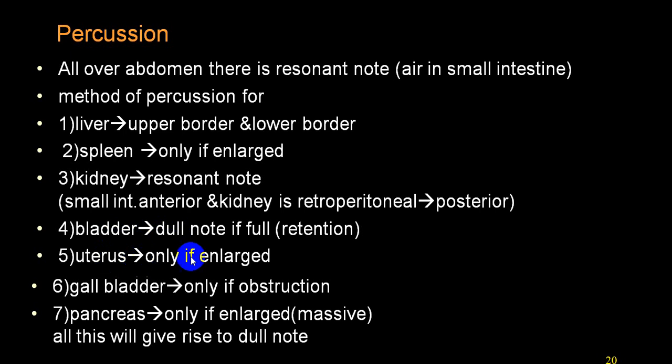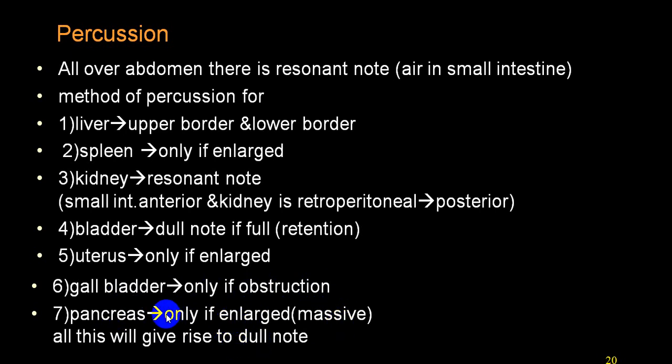The uterus, if it is enlarged, then only will it be palpable per abdomen and give a dull note. The gallbladder, when it is obstructed and inflamed, will be tender and dull because it will be containing bile, or very frequently you can have a gallstone which produces enlargement of the gallbladder. And we already mentioned the pancreas is also a retroperitoneal structure. When it gets massively enlarged, then only will you get a dull note.